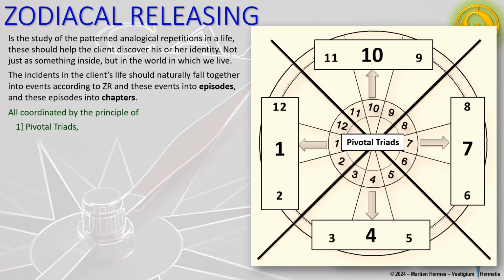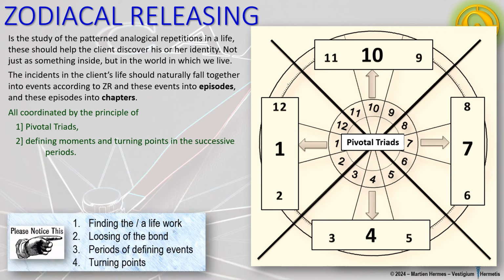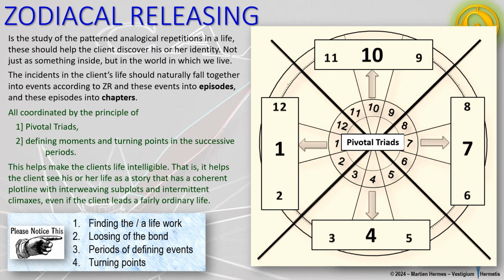So that's interesting. Okay, so the pivotal triads will turn up in this study as well. And also there are defining moments and turning points in the successive periods, which are very handy to know of. So the first one is finding a life work, losing of the bond, periods of defining events and turning points. We will investigate these. And all this helps to make the client's life intelligible. That is, it helps the client to see his or her life as a story that has a coherent plot line, so to speak, with interweaving subplots and intermittent climaxes, even if the client leads a fairly ordinary life. And this can also be addressed to the principle of career counseling, because there you can also use these principles to see what's going on in that field.